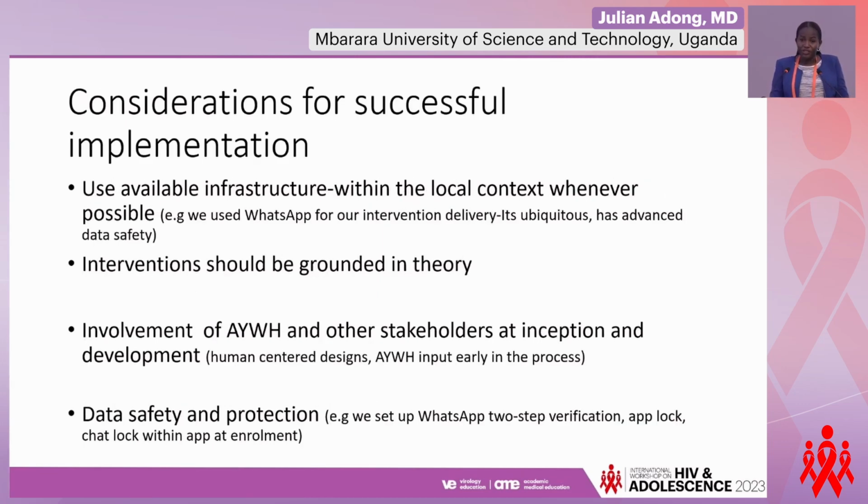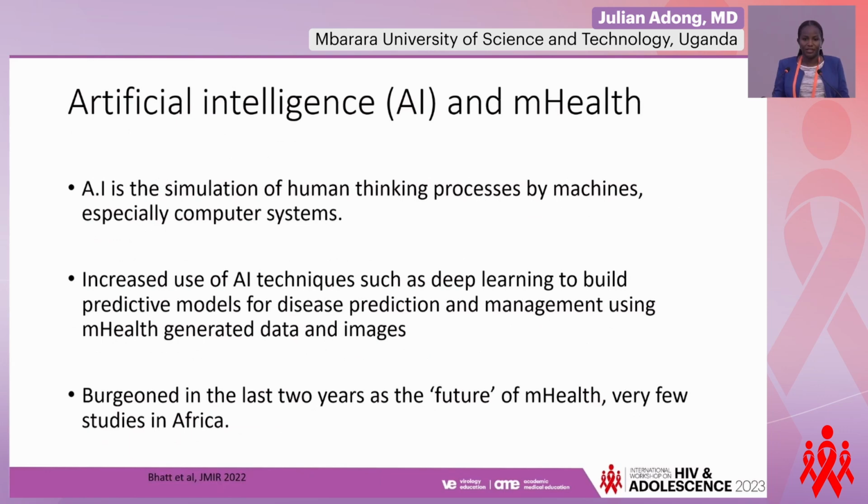Some of the considerations that we considered while implementing these studies was using available infrastructure. We thought WhatsApp was ubiquitous, and we thought it used less data compared to other social media platforms. Our interventions were grounded in theory. And then we involved adolescents and young adults and other stakeholders, including the counselors themselves, at the inception of the study. And then we ensured that there was data protection that was guaranteed. So we taught the adolescents from the beginning how to safeguard their phones against third-party access while using WhatsApp.